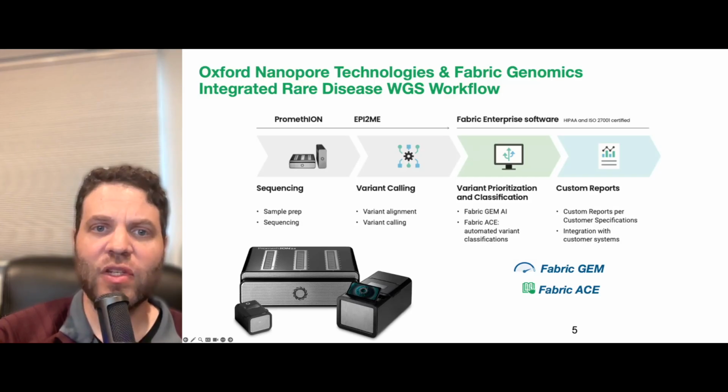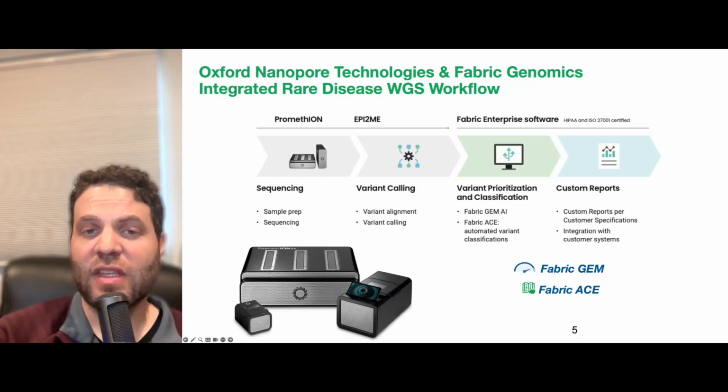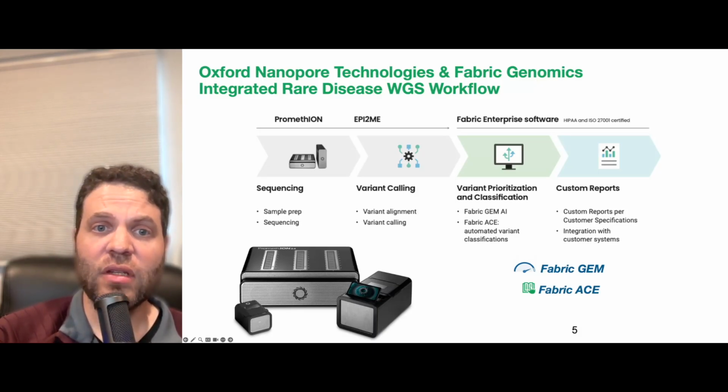I'll go into more detail about Gem later, but to talk about ACE real quick, that's our automated classification engine. So this applies ACMG criteria to variants using gene-specific cutoffs and curations that we've done for over 2,000 medically relevant genes. Provides a lot of value there.